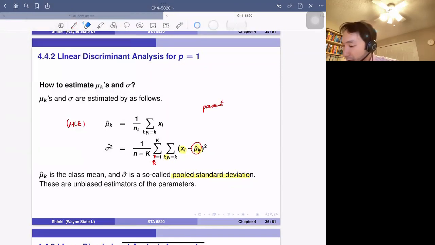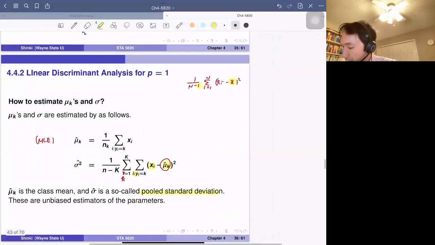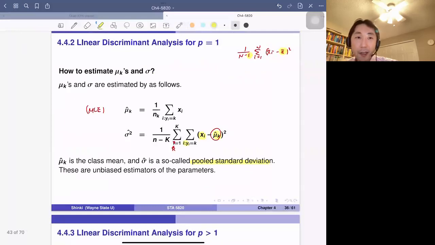Remember that at first the variance formula was 1 over n minus 1 times the sum from i equals 1 to n of (x_i minus x bar) squared, right? But in this case, only one quantity was estimated, so that's why we subtract 1. But here, with mu hat k for k equal to 1 to capital K, we have estimated K parameters, so K degrees of freedom have been lost. That's why we divide this quantity by n minus K, not n minus 1.